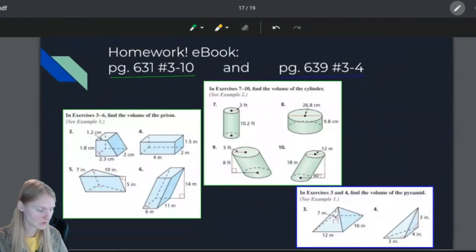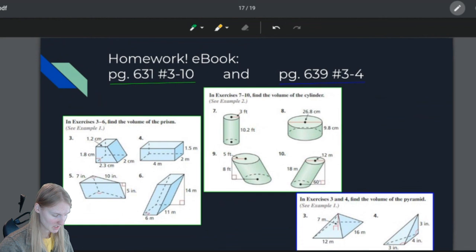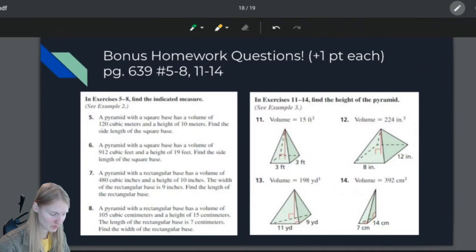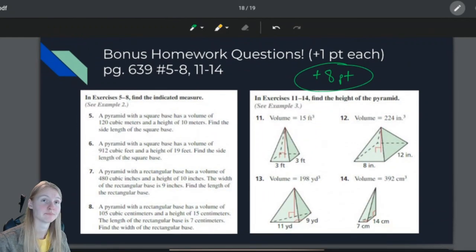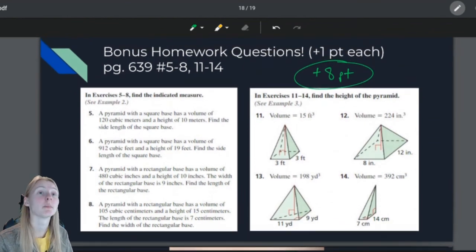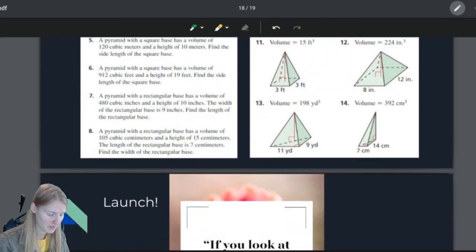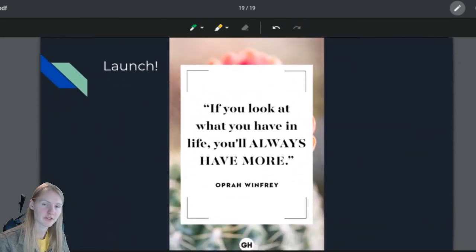Moving on. Here is your homework. Not too bad. Volume of prisms, volume of cylinders, volume of pyramids. Only 10 questions. You also have the opportunity to get 8 points of extra credit. These are not that complicated, so I suggest that you try them. But of course, if you're crazy stressed, don't overload yourself.